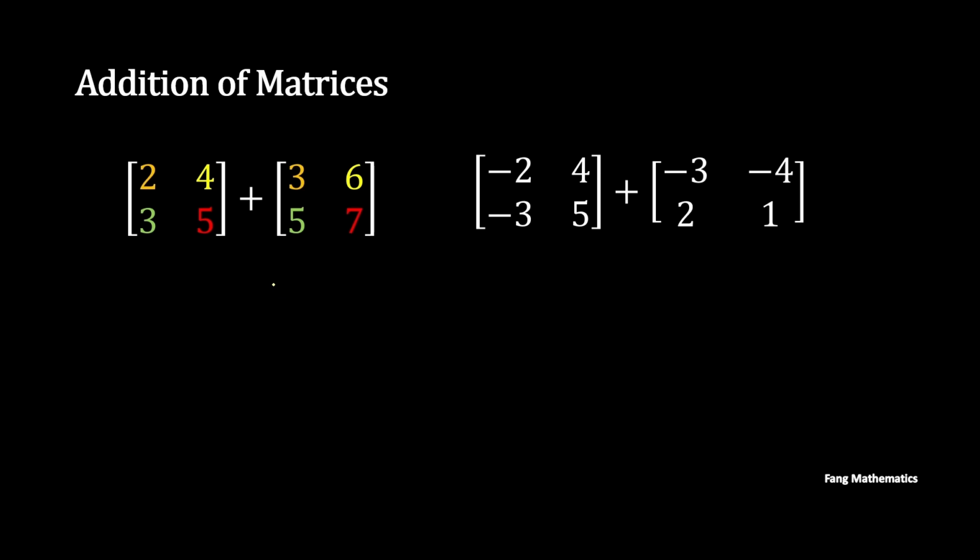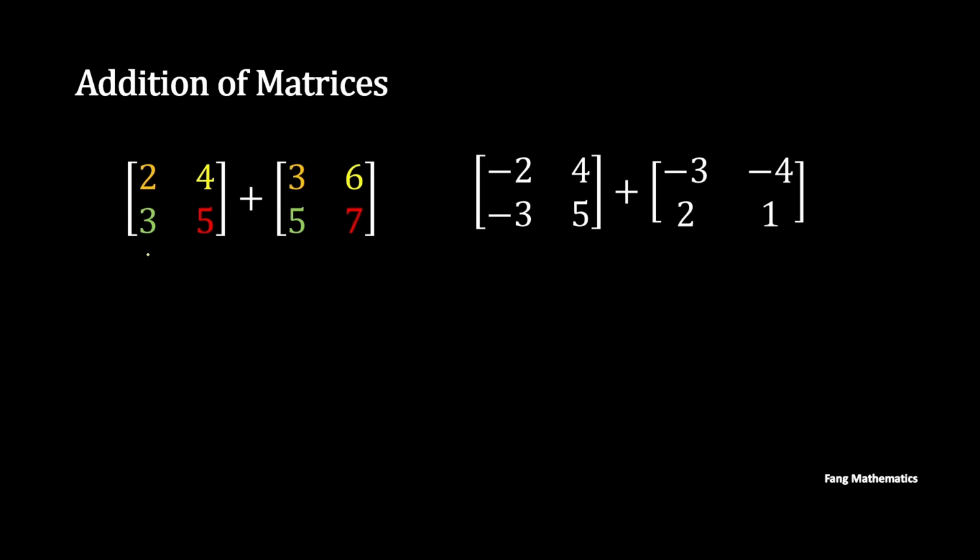In this lesson, we are going to learn addition of matrices. Before you start to add the matrices, you must make sure that the two matrices that we are adding have the same dimension. In other words, they have the same number of rows and the same number of columns. Only then can they be added.